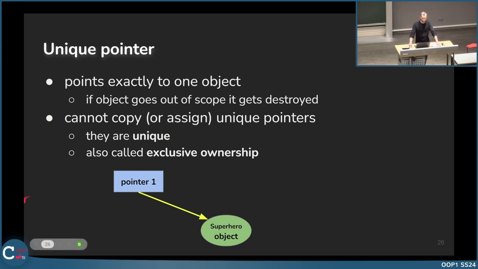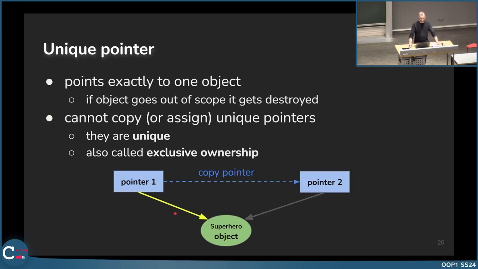So you have here a superhero object, and you have a pointer which points to this superhero. And when you want to copy the pointer to this same object, this will not work. C++ will say it's not possible to copy a unique pointer. It's only possible to have one pointer pointing to this object.